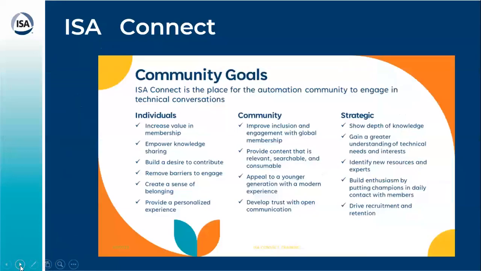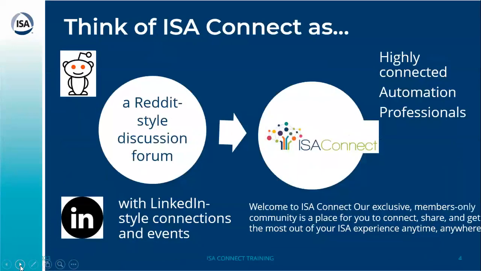So okay, what was the goal of ISA Connect? It was for individuals, you get enhanced value in the membership. You empower knowledge sharing. You build a desire. Then for the community, and it is also strategic because now you know what's available in ISA globally. We had this problem 10, 15, 20 years back that if I wanted to contact someone who was say a safety expert at that time or an HMI expert, there was no way that you could contact. You would have to send a mail to headquarters, ask them who it is. They search. Now ISA Connect really what they have done is, and for those of you who are on LinkedIn, it's something similar. So what they say, we think of ISA Connect as a connection of automation professionals.